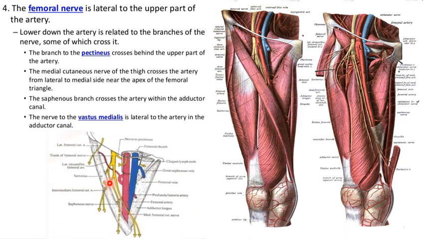Number 3, the third nerve is the saphenous nerve. In the femoral triangle, it is lateral, and in the adductor canal here, it crosses the femoral artery from lateral to medial side. Number 4 nerve is the nerve to vastus medialis. This is the vastus medialis muscle. So the nerve to vastus medialis is lateral to the femoral artery in the femoral triangle as well as in the adductor canal.